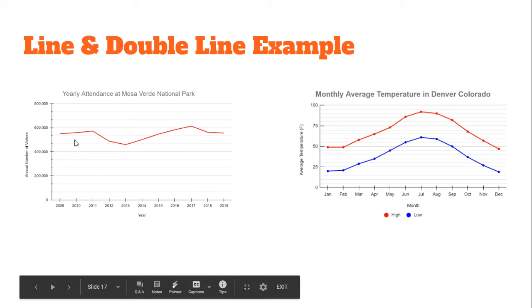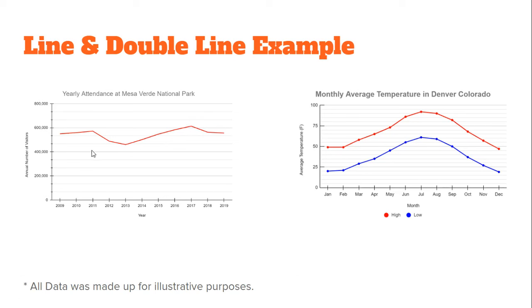Line graphs and double line graphs are really helpful for looking at trends. For instance, you could look at this yearly attendance at Mesa Verde National Park and see that over the past 10 years, attendance has stayed relatively the same. There was a little bit of a dip for a couple of years, and there were a couple of years where it was up, but generally speaking, it's stayed at about the same level.